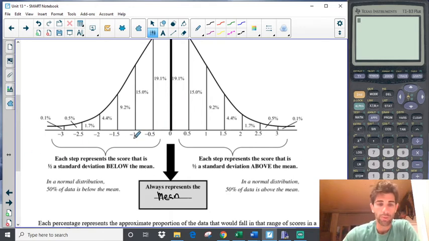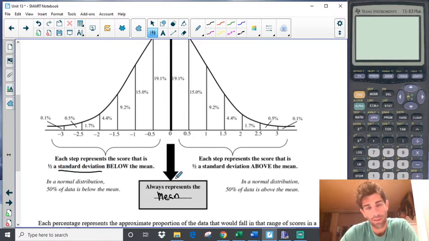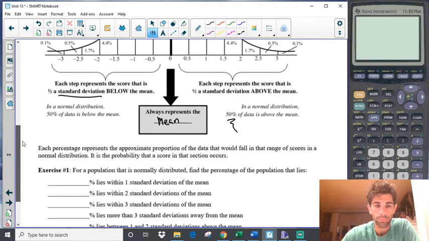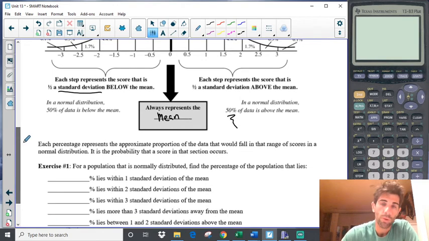And each one of these represents what we're going to call a standard deviation. So you're either going to be a standard deviation above, or you can be a standard deviation below the mean. Now if you're looking at the mean, that's right in the middle, that's going to be your 50%. So if we're going to start looking at being away from a standard deviation, what percent are you away from that? Each percentage represents the approximate proportion of the data that would fall in the range of scores in a normal distribution. It is the probability that a score in that section occurs.